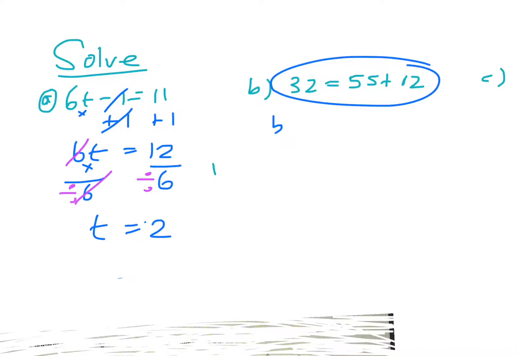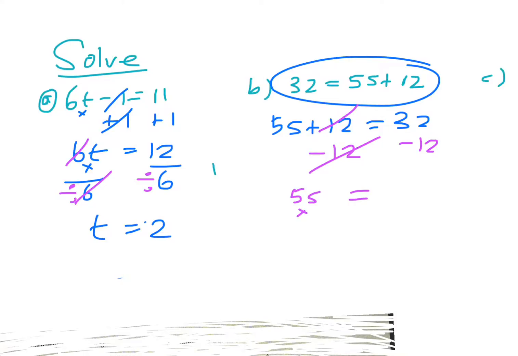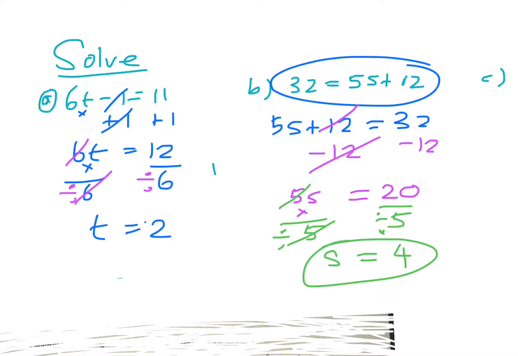See how this one's back to front? I like to first of all swap it and then solve it. So when you swap it, the first thing you get rid of here is the 12. So you go minus 12, minus 12. They cancel out. 5 times s equals 32 minus 12, which is 20. The opposite to timesing by 5 is to divide by 5 on both sides. 20 divided by 5 is 4. And you just end up with s equals 4.